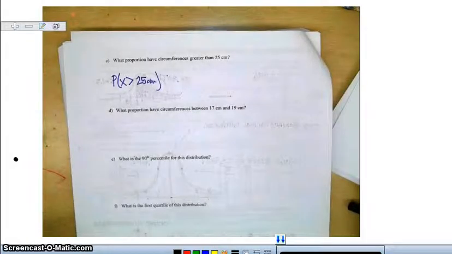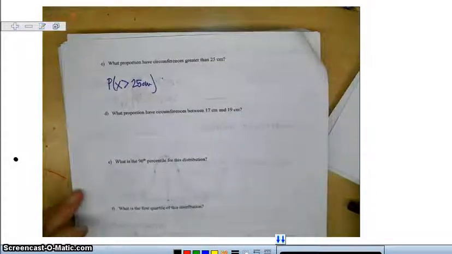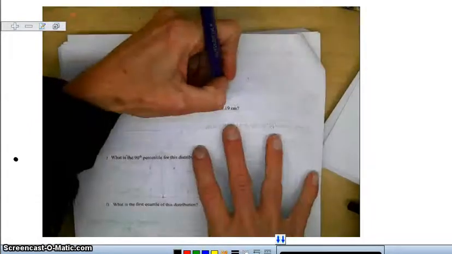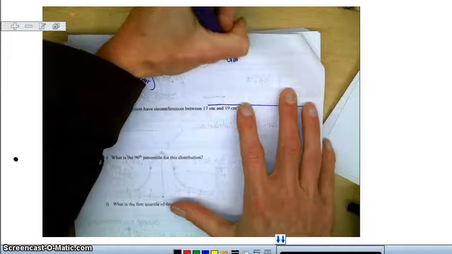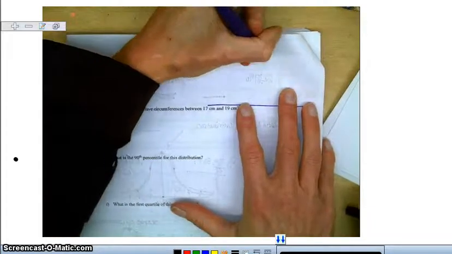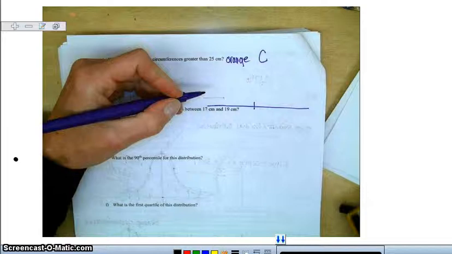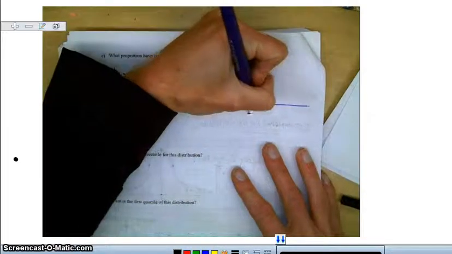All right, we're continuing on day 37. We were on letter C. This is on page 92 in your notes. We're dealing with orange circumferences, so I'm just going to draw that normal curve quickly again. This is orange circumferences. Our mean was 20 centimeters.